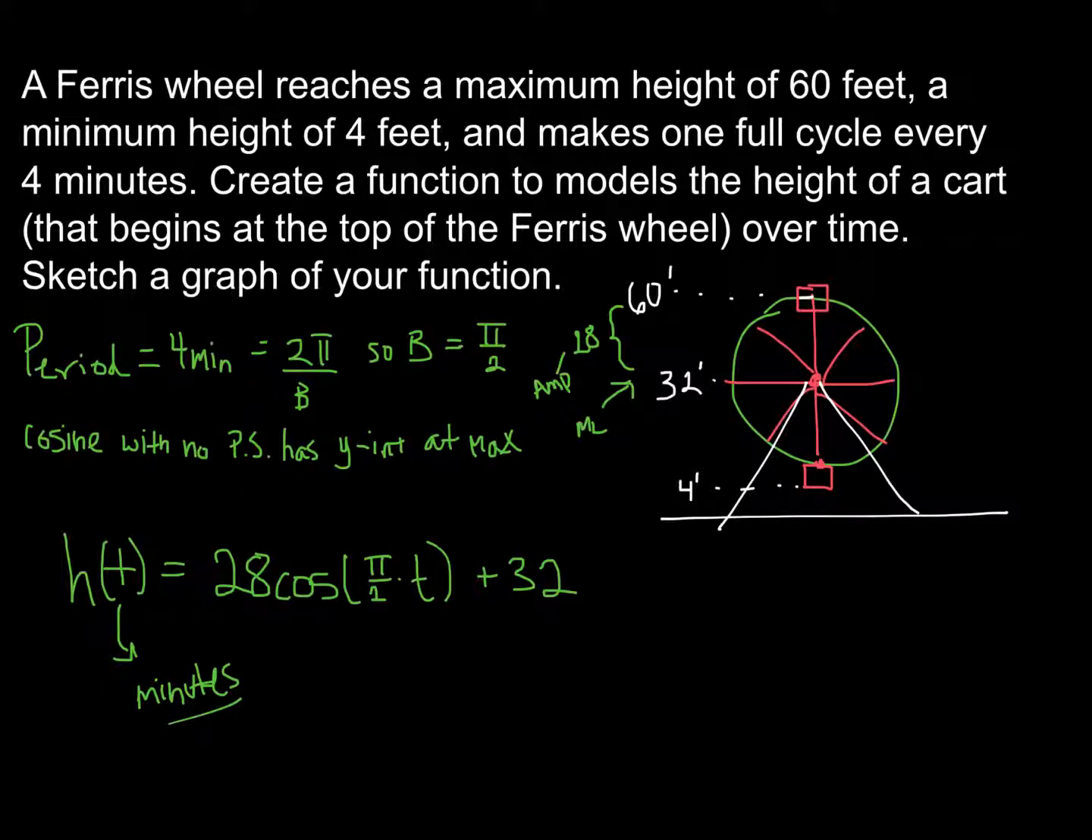And since we're told a bunch of information, we're able to fill out the entire function and create all the parameters. So our amplitude will be 28, our midline will be 32, we have a period of 4 minutes, which means the b value must be pi over 2. And we're going to use a cosine function because we want our height above the ground to start at its maximum, and a cosine function with no phase shift will have a y-intercept at the maximum value.